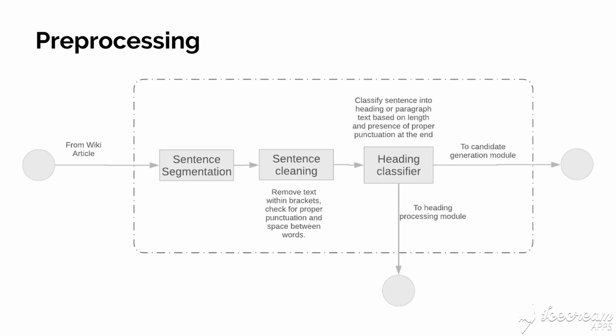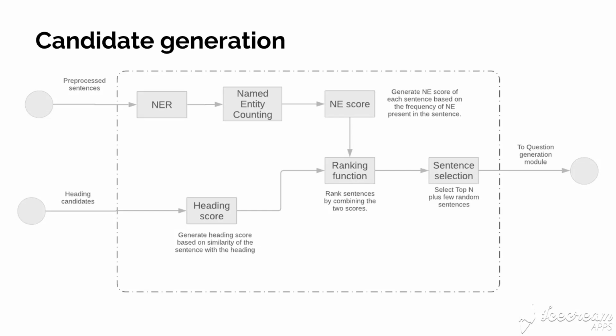The text from the article is presented as paragraphs. In order to make short, meaningful questions, we must separate out the sentences first. These sentences are then cleansed to remove text within brackets and check for proper punctuation and spacing within words. After all these steps are done, we are ready for the next module.